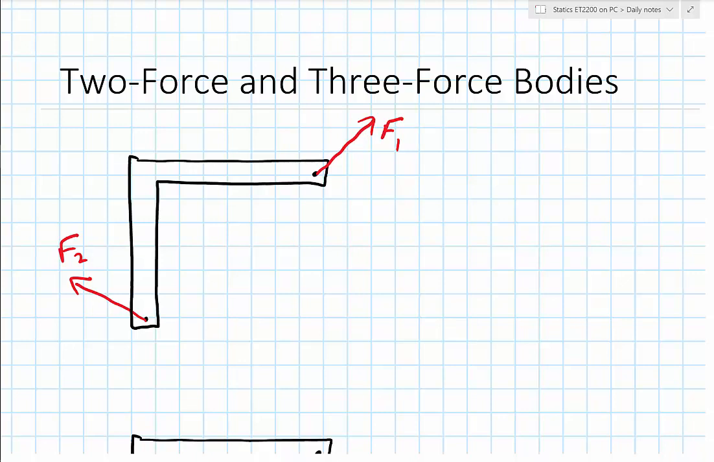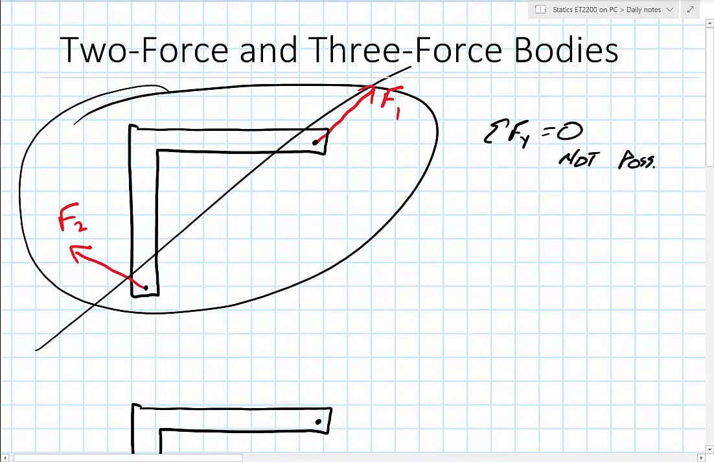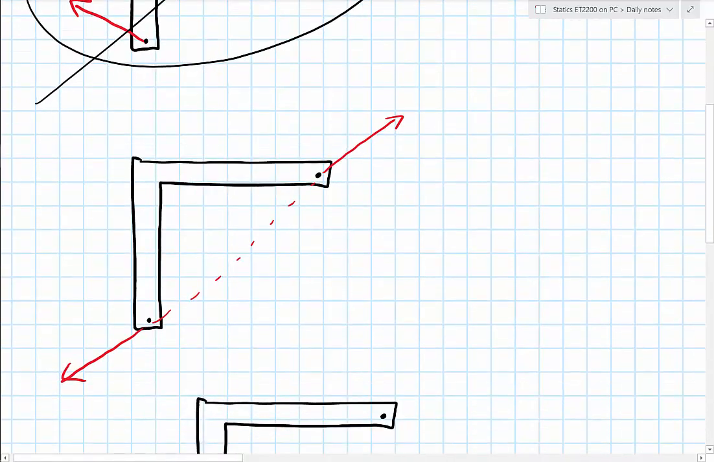And the thing is, if we were to try and solve for those two forces, and we were to say, let's take our sum of the forces in the y direction, set it equal to 0, well, this is not possible. And the reason it's not possible is because both of them have a positive y component. So it cannot be in equilibrium. And in fact, what we find out is the only way that a two-force member can be in equilibrium is if these forces are in line with each other and equal and opposite.